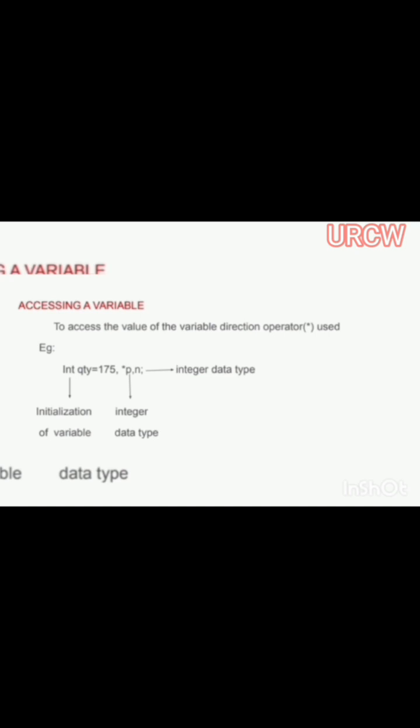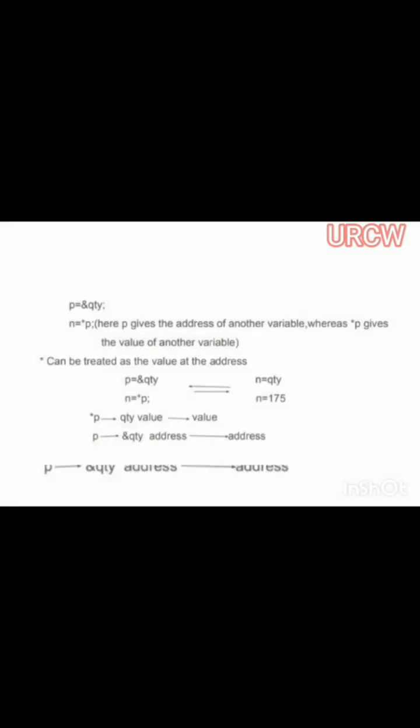It means p stores the address value 5000, and its own address is 548. Accessing a variable. To access the value of a variable, the indirection operator * is used. For example, int quantity = 175, *p, n. Here int is the data type, p is a pointer to an integer, and n is an integer. p = &quantity; n = *p. Here p gives the address of another variable, whereas *p gives the value of another variable. So star can be treated as the value at the address.